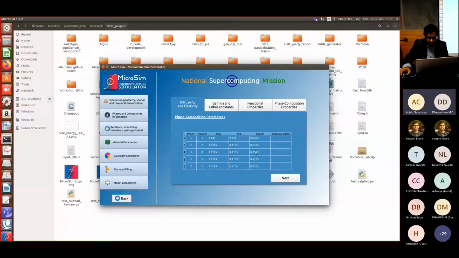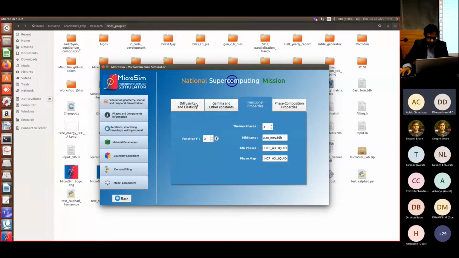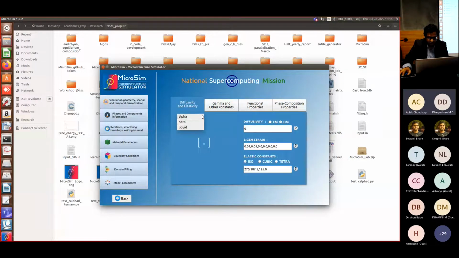What are the phase compositions? So what are these values? They are there in the manual. So I will go into that, it can be read out. OK, next. OK, what is it asking for? Next. OK, so there is something missing over here. That's why it doesn't let me go ahead. Beta is there. So liquid doesn't have properties. That's why it will not allow me to go to gamma. OK, so this is something that you need to take care of.